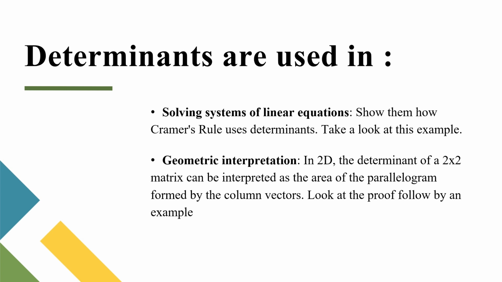Geometric interpretation. In 2D, the determinant of a 2 by 2 matrix can be interpreted as the area of a parallelogram formed by the column vectors. Look at this proof and follow along with an example.